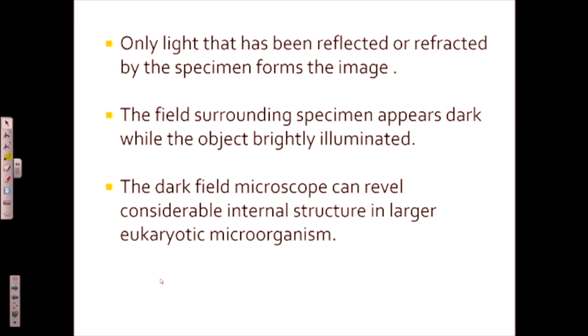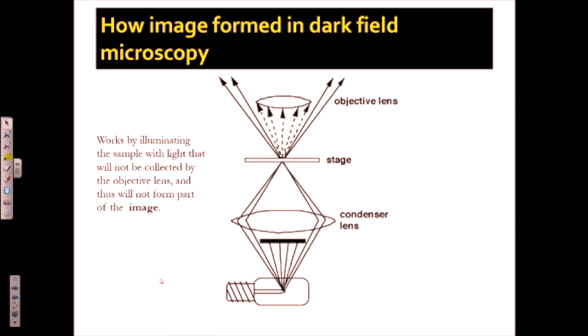So it is very much used. I have never used a dark field microscope, but it can reveal considerable internal structure in larger eukaryotic microorganisms. So this is how it forms. It's like there's no direct light, so it works by illuminating the sample with light which will not be collected. So there is a light source, but it is not collected by the objective lens, and it will not form a part. So there is no primary and secondary image. There is only one image that is formed through this.